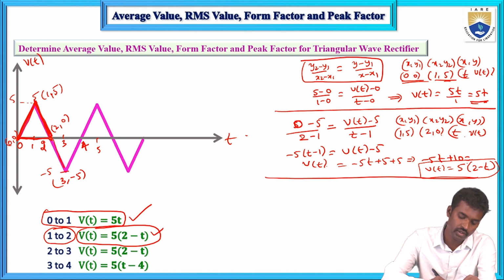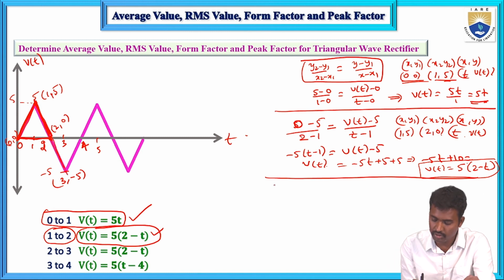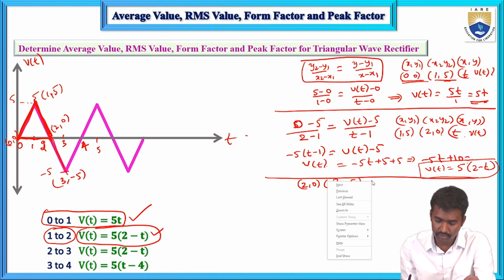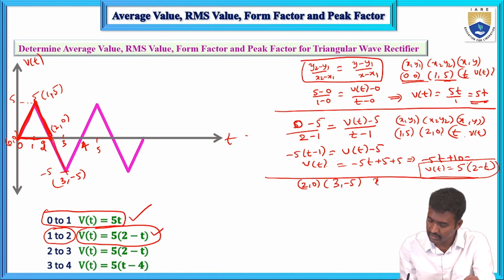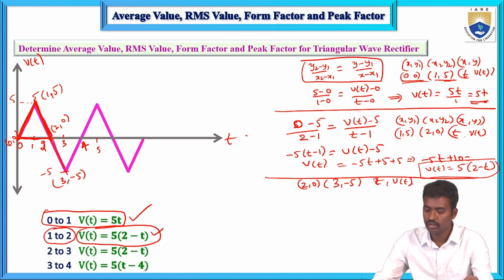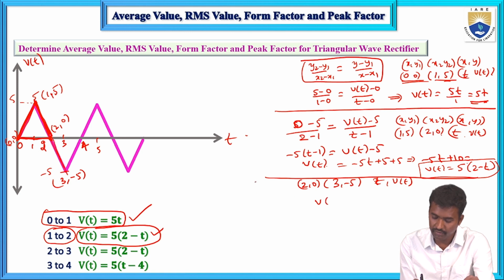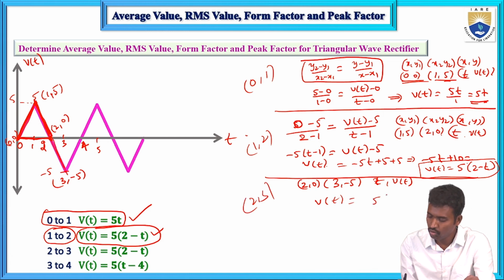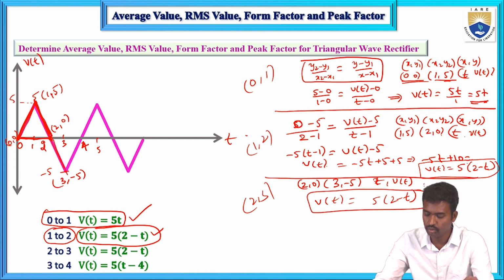If you extend this, the same line passes through 3 comma minus 5. So 2 comma 0 and 3 comma minus 5, where the x axis is t and the y axis is v of t. Now if you solve between 0 to 1, 1 to 2 and 2 to 3, we get v of t equals 5 into (2 minus t).